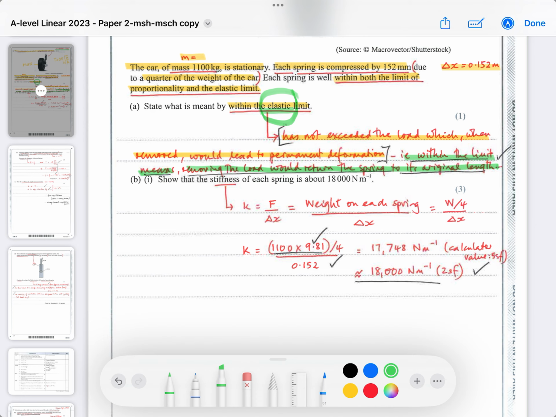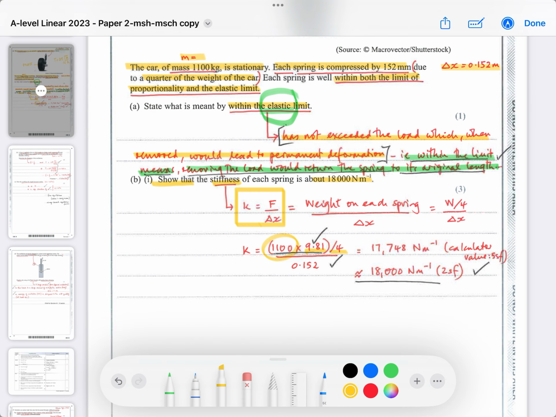So similar to GCSE. Okay, now the next part, they wanted to show, so show that means mathematically prove it, that the stiffness of each of these 4 springs is about 18,000 newtons per meter to 2 significant figures. Okay, so you just use the stiffness equation for springs, and you make k the subject of the equation. The weight on each spring, of course, is a quarter of the mass. You want the weight, so you multiply by g, mg, and divide it by 4, so you get a quarter of it, because that's what they said.